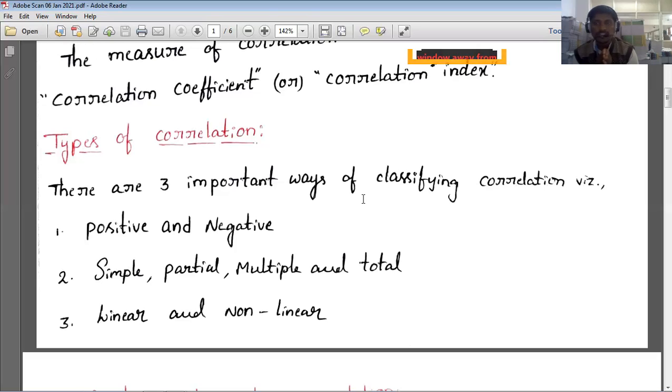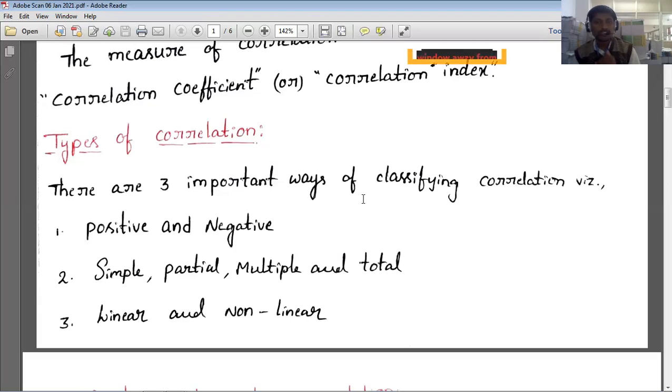And multiple correlation is when we are discussing more than two variables. And partial correlation is when we do not discuss all the variables, but exclude some variables.